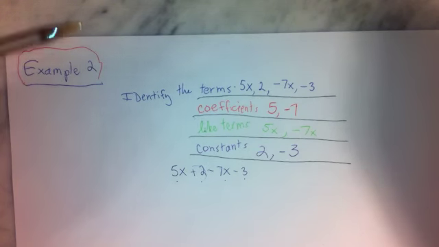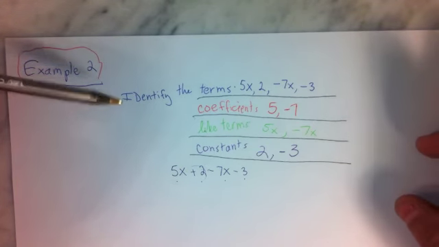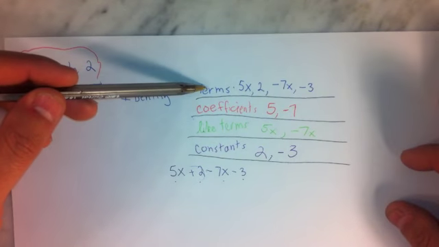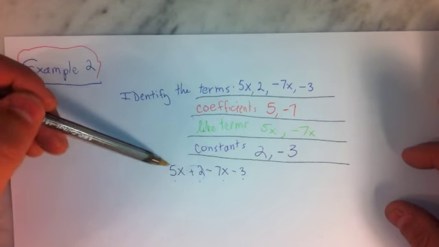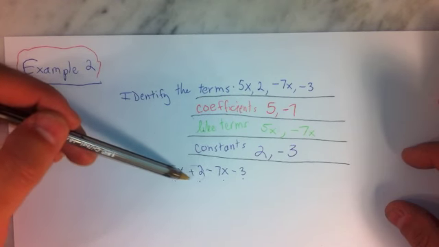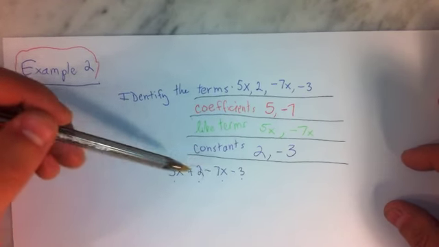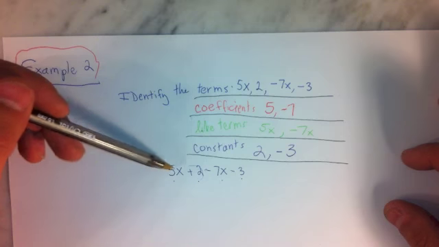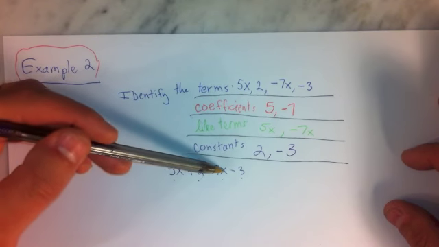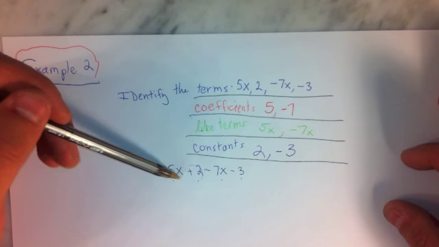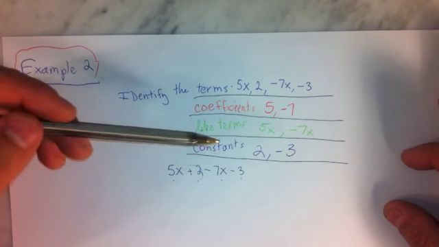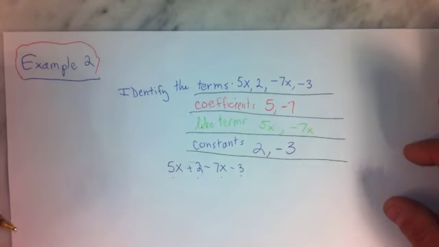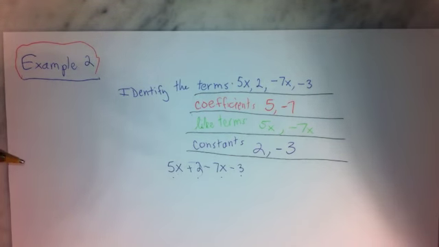So, we've satisfied the question. We've gone through and identified all of our terms. Our terms are basically the pieces that are added together: 5x, 2, -7x, and -3. Just like that up here. Coefficients are the numbers in front of the variables. Like terms, same variable. Constants are the numbers with no variable. So you guys did a good job with this one.